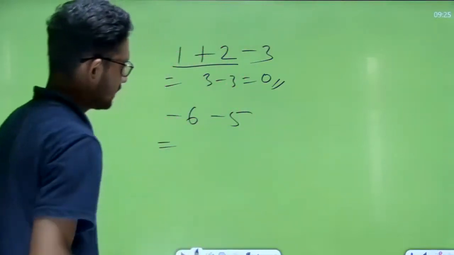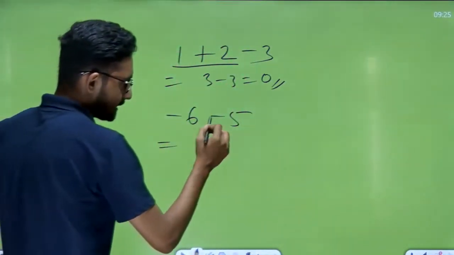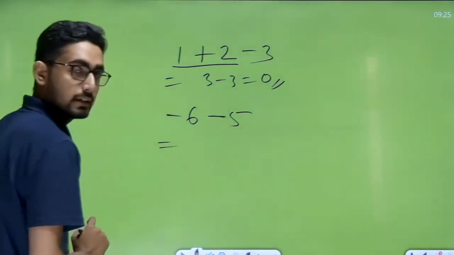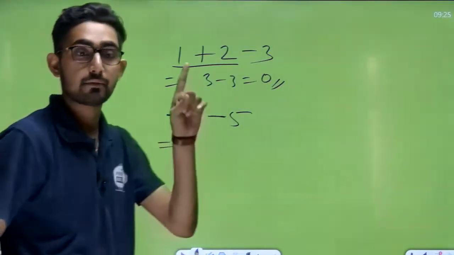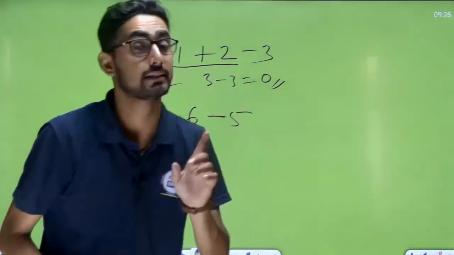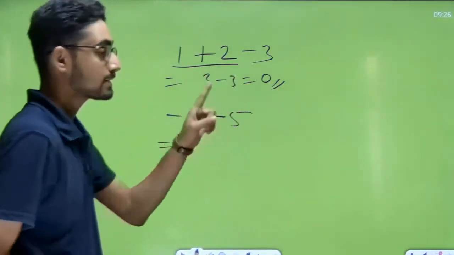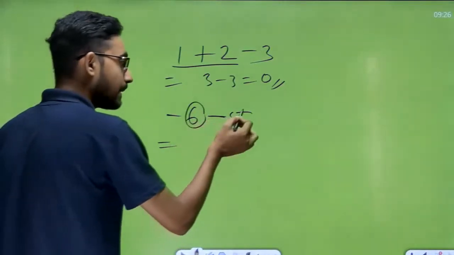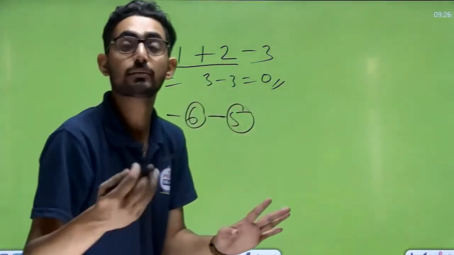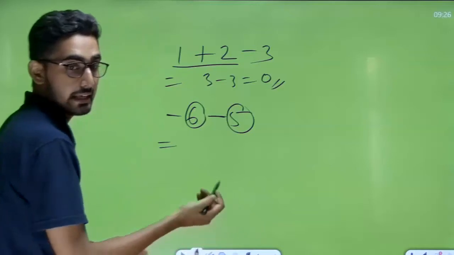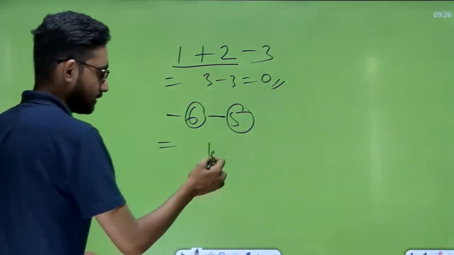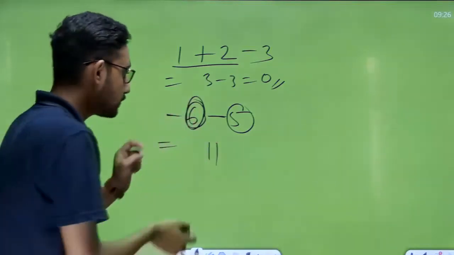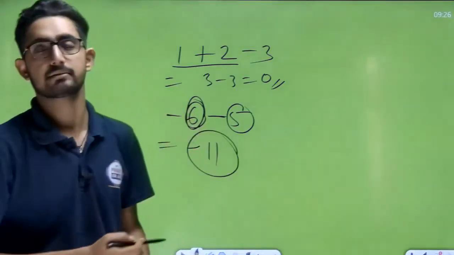How? When both numbers are in minus, then minus minus, tell me what is the value of minus minus? Yes, minus minus plus is there. So we can say, add 6 and 5. What is the value of 6 plus 5? That is 11. And before the bigger number, whatever sign it has, just put that sign. That is the correct answer.